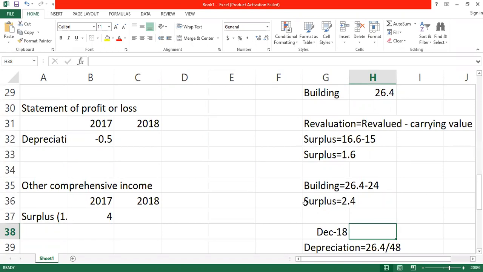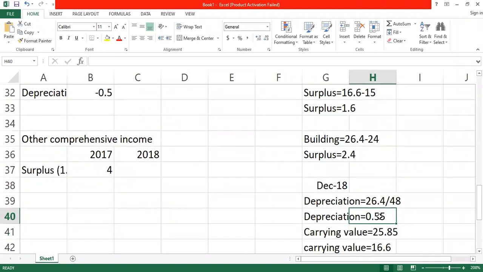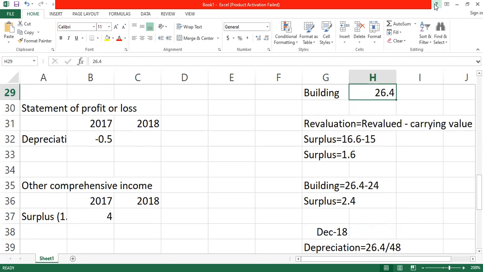And this 2.4 will be realized over how many years? The rest of the years, which is how many years? 48. So the transfer for every year is 2.4 divided by the remaining useful life. 2.4 over 48 is how much? 0.05. Which is the same as the difference between the initial depreciation and the depreciation afterwards. The initial depreciation was 0.5, but the new depreciation for 2018 is 0.55. The difference is 0.05. So I would always advise that to know the annual transfer, take your revaluation surplus divided by the remaining useful life of the asset.